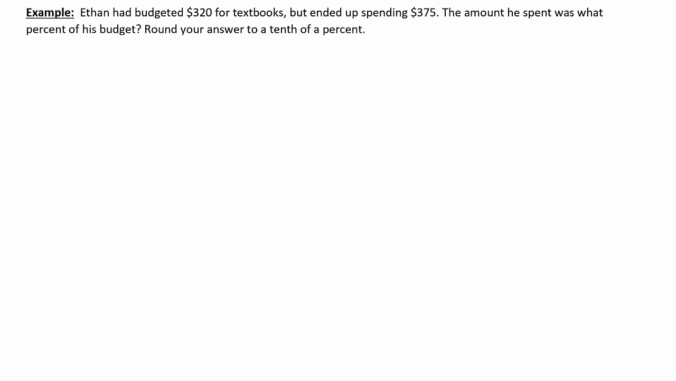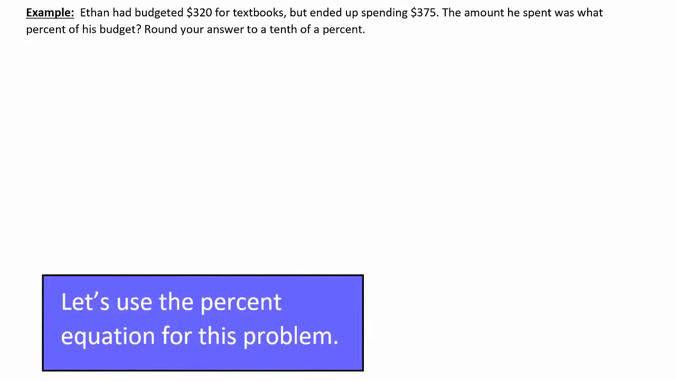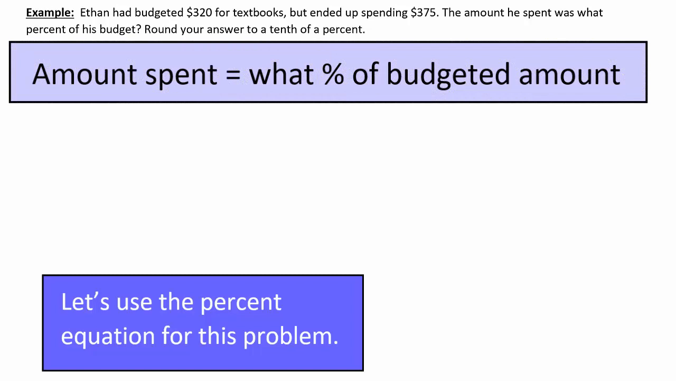Ethan had budgeted $320 for textbooks, but he ended up spending $375. The amount that he spent was what percent of his budget? Round your answer to the nearest tenth of a percent. Again, let's use the percent equation. Let's reword the sentences. The amount that he spent was what percent of the budgeted amount?